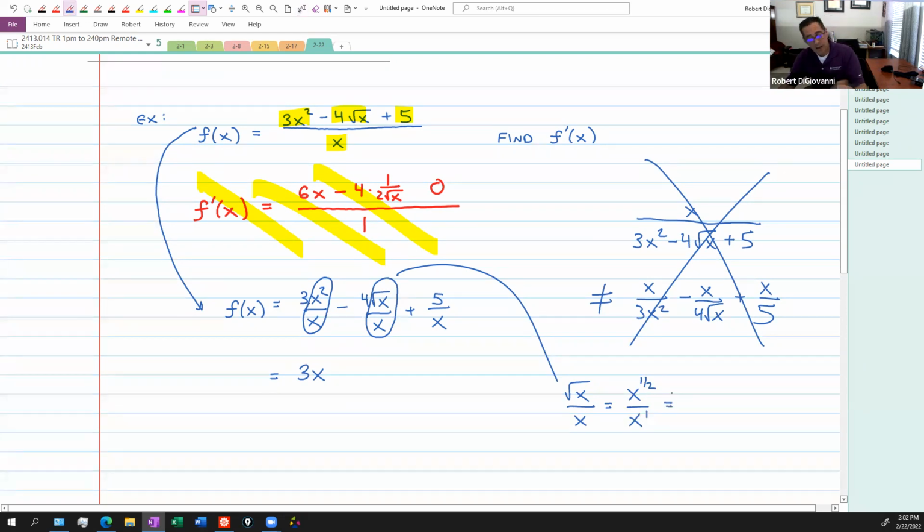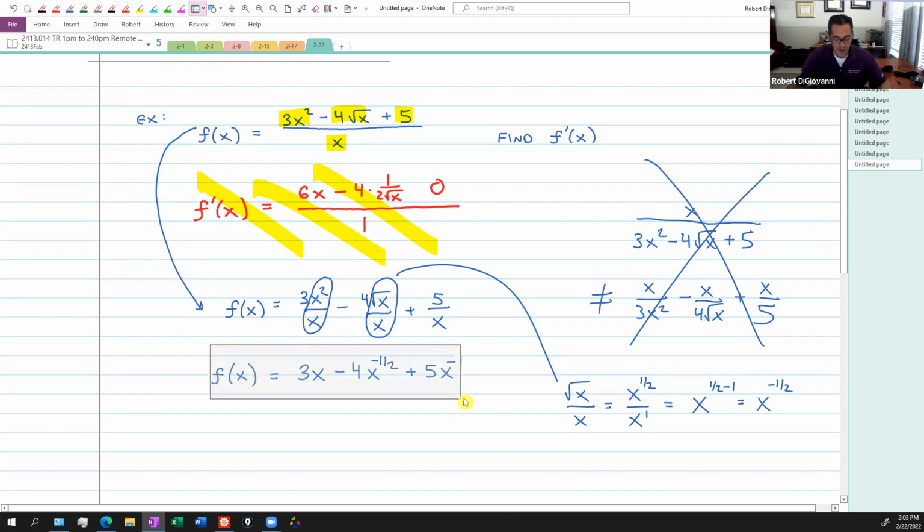There's a property from algebra that says if you have x to a power divided by x to a power, you subtract the powers. So the square root of x divided by x is the same as x to the negative 1/2. I can rewrite this as minus 4 x to the negative 1/2. And the last one I can write as 5 x to the negative 1, because I can push the x to the numerator as x to the negative 1 power. Any questions on that?